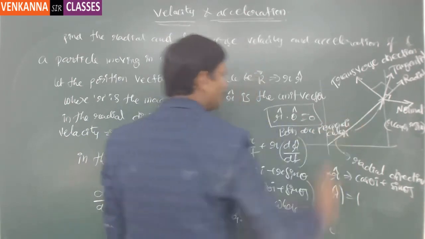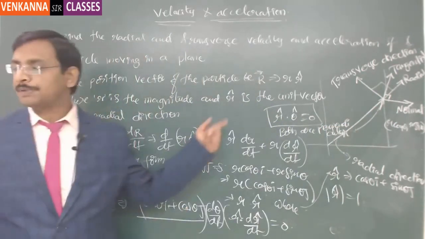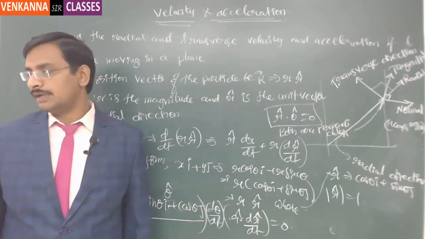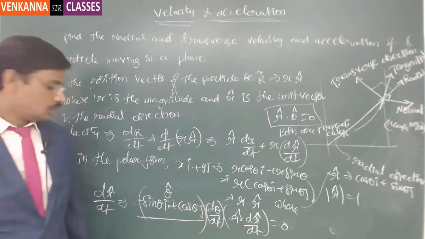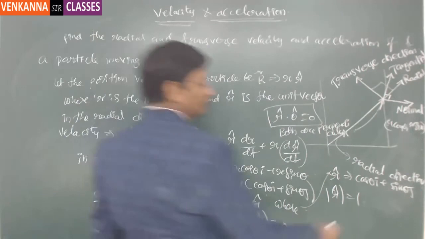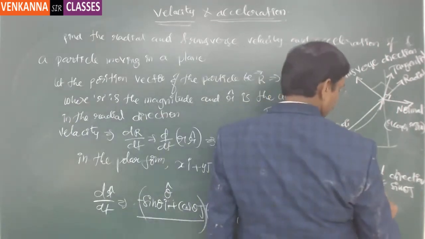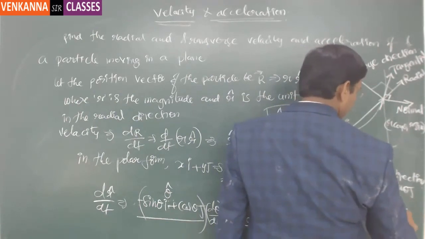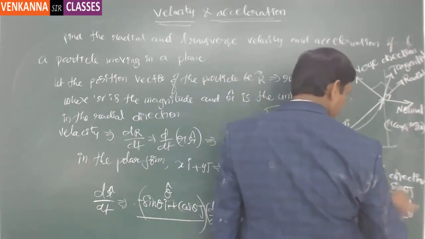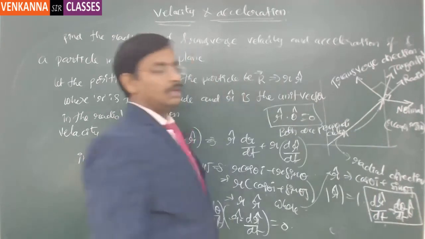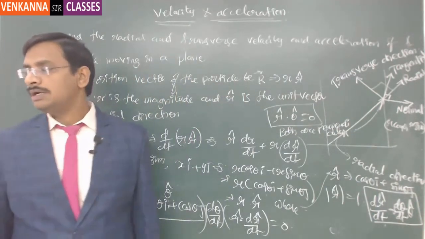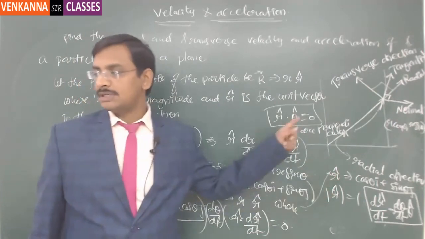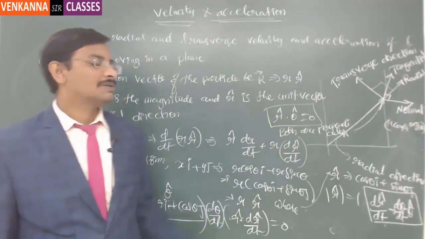So if r cap represents the radial direction, theta cap represents the transverse direction, obviously, right? So dr cap by dt, in short, you can write as d theta by dt times theta cap. So this is one fundamental relation: dr cap by dt is equal to d theta by dt times theta cap, where theta cap is the transverse direction and r cap is the radial direction.